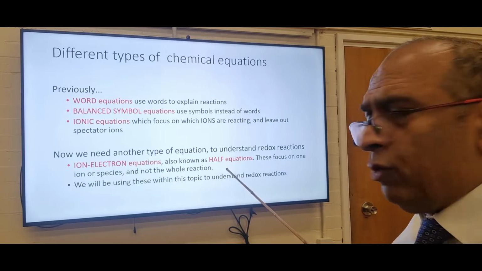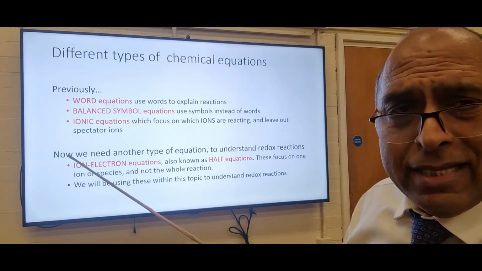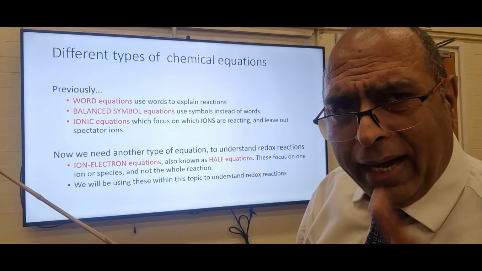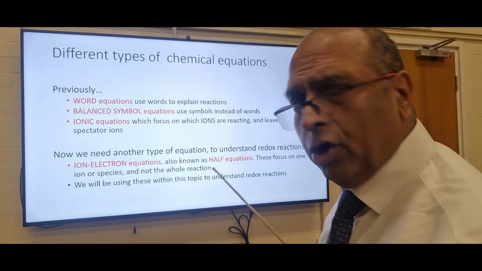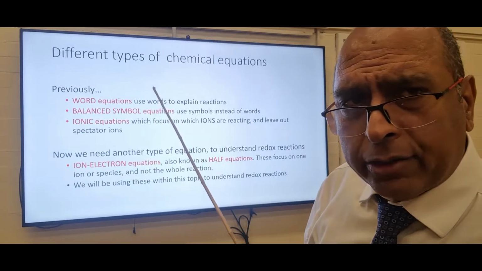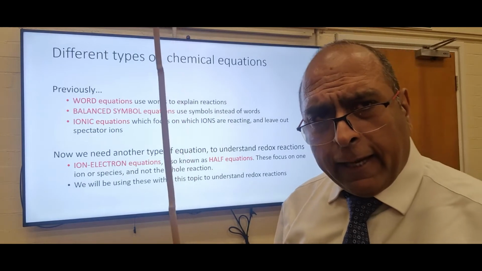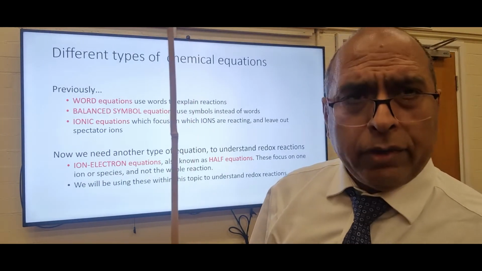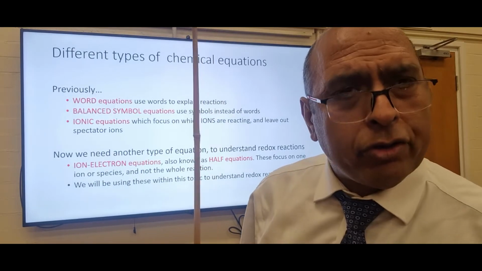Those things are also called half equations. They focus on one ion or species, and they do not represent the whole reaction. They would only represent the loss of electrons in the case of oxidation, or they would represent the gain of electrons in the case of reduction.